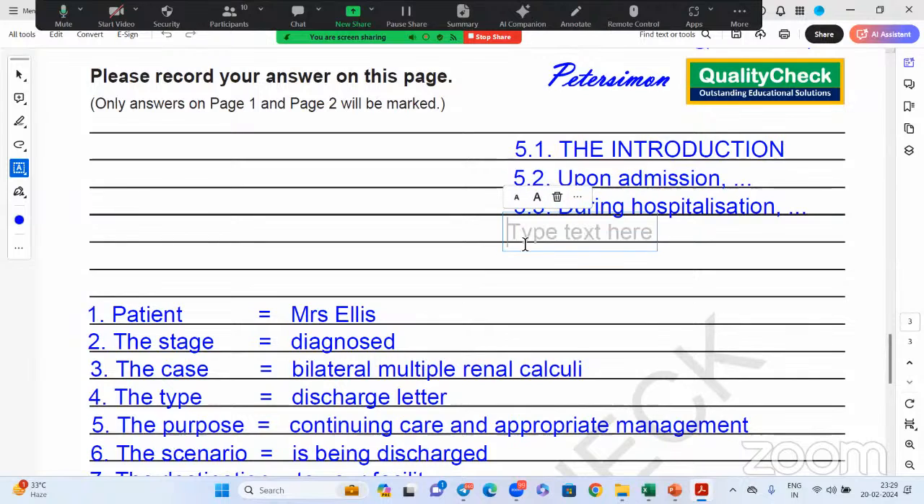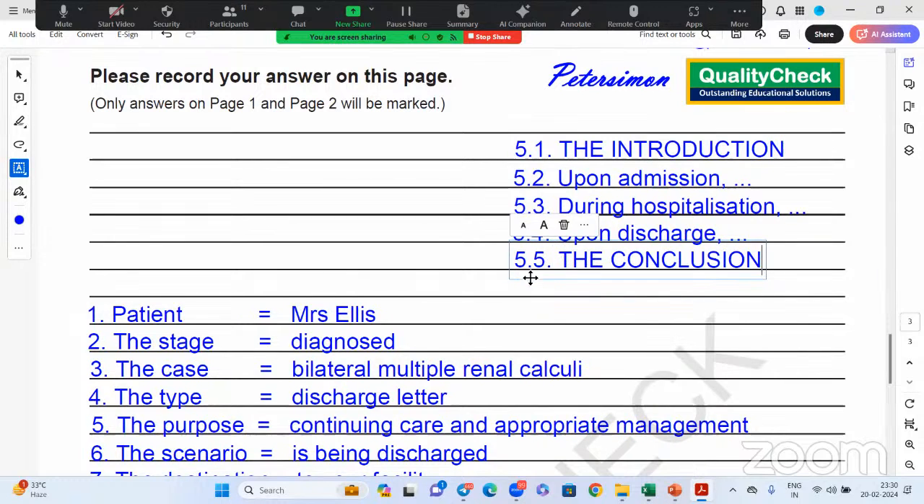Then the next one, 5.4. That is upon discharge. Then 5.5 is the conclusion. That's it.